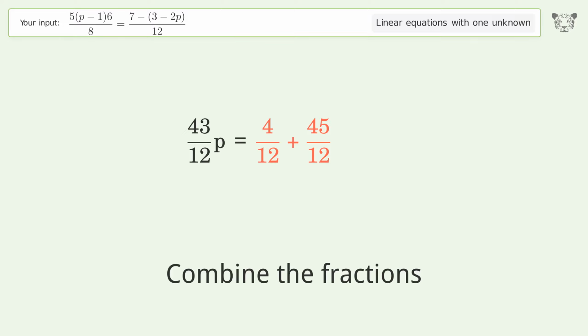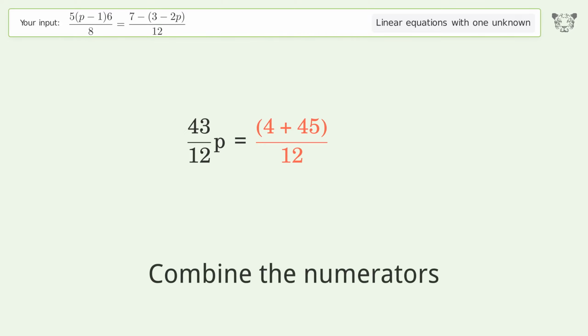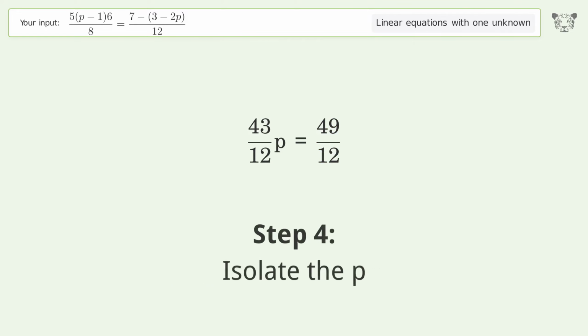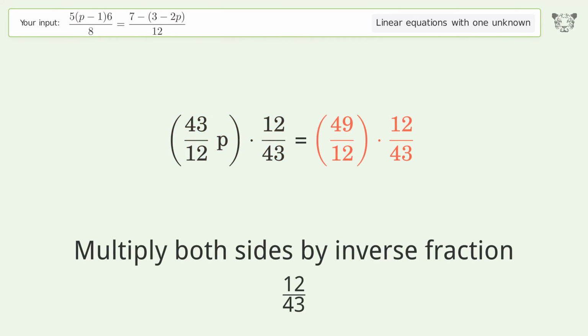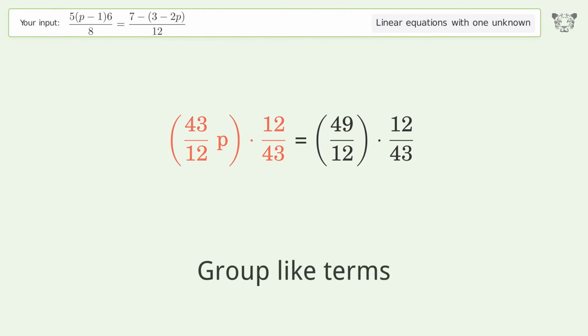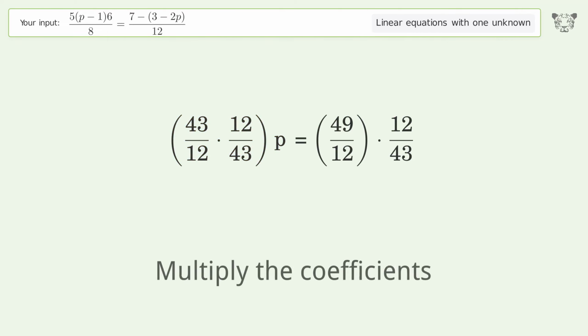Combine the fractions. Combine the numerators. Isolate the p. Multiply both sides by the inverse fraction 12/43. Group like terms. Multiply the coefficients.